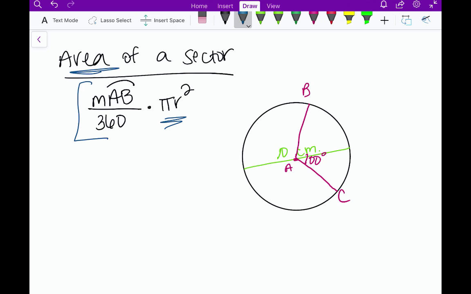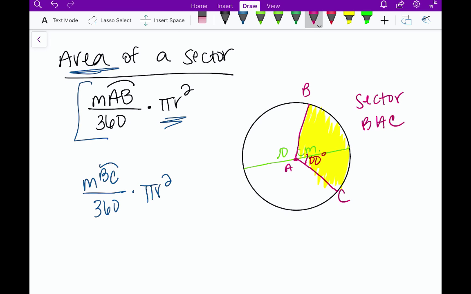Now, my example is actually using arc BC. So mine is actually the measure of arc BC over 360 times the area is going to give me the area of my sector. And when I talk about the area of the sector, I'm talking about this space right here, the space created by the angle and the circle. So that is called sector BAC. The yellow highlighted portion is called sector BAC, and we're finding the area of that.